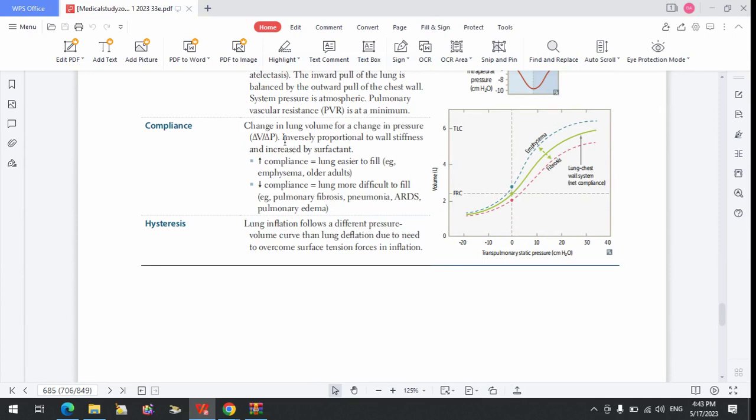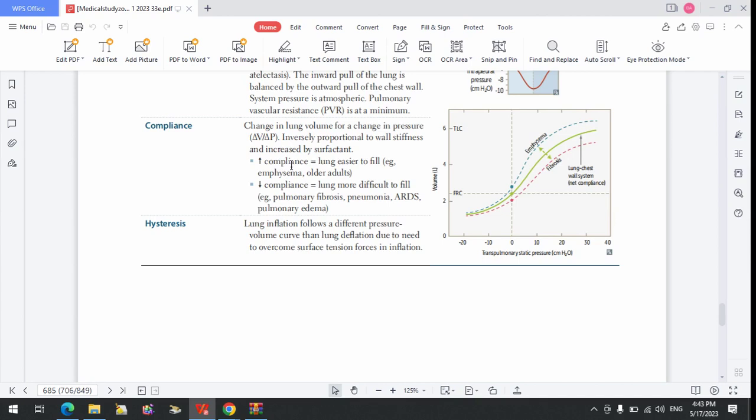So we've said that compliance means change in volume for change in pressure, and it is inversely proportional to the wall stiffness. That's very easy to know. When the wall is stiff, if we apply pressure from now to heaven, the volume will not change, because for you to say something is compliant, as you increase the pressure, the volume is also increasing. A change in volume for a change in pressure is compliant. But that situation might not favor something that is stiff. If you try to increase volume, it might not respond.